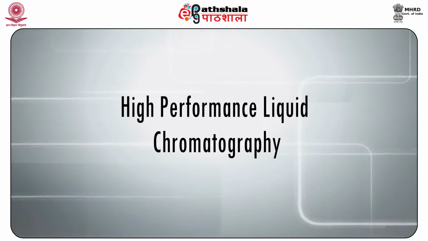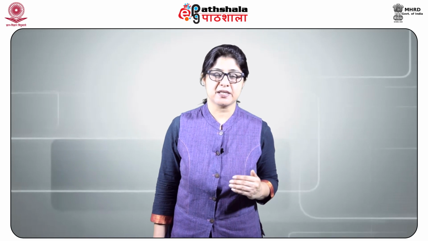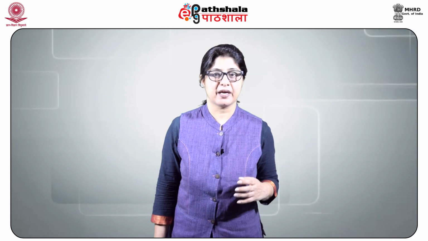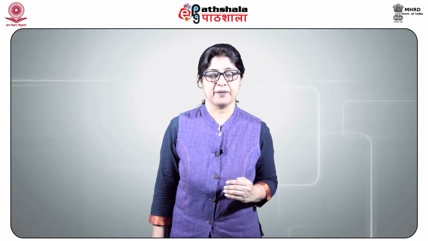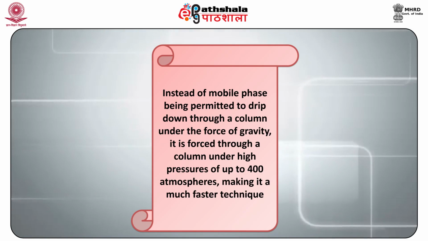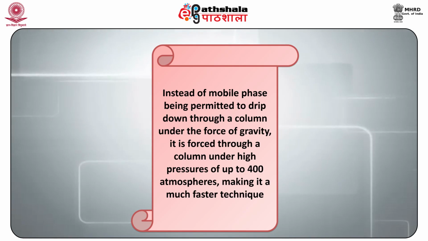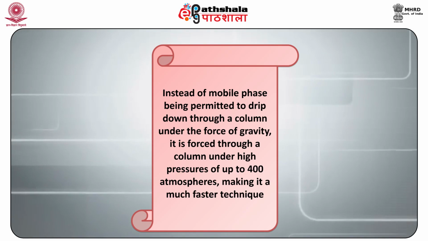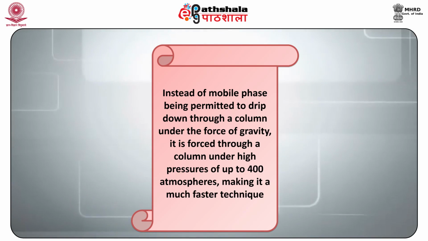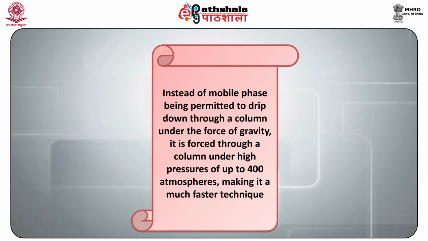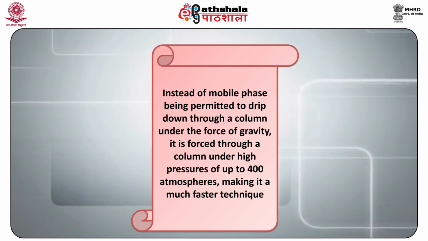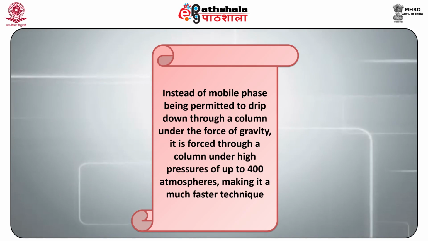High performance liquid chromatography. High performance liquid chromatography is basically an improvised variety of column chromatography. Instead of the mobile phase being permitted to drip down through the column under the force of gravity, it is forced through a column under high pressure of about 400 atmospheres, making it a much faster technique.